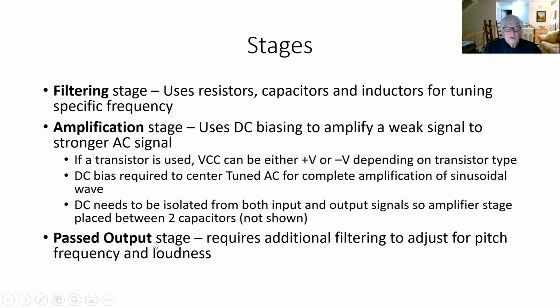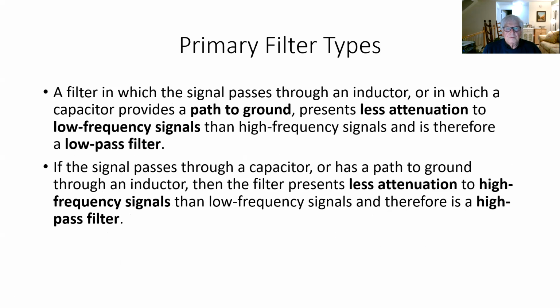So on the output stage, we require additional filtering to adjust for pitch, frequency, and loudness, okay? So more frequency, more filtering is required. So the primary filter types are capacitor, which provides a path to ground and therefore gives you less attenuation to low frequency signals than to high frequency signals, therefore a low pass filter.